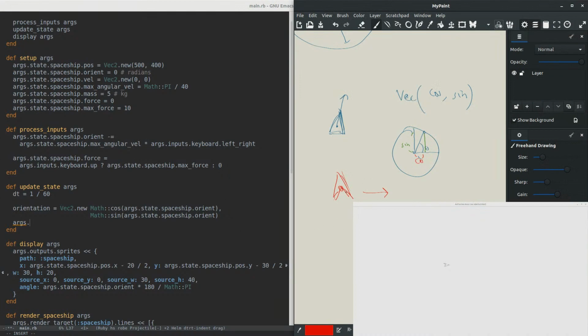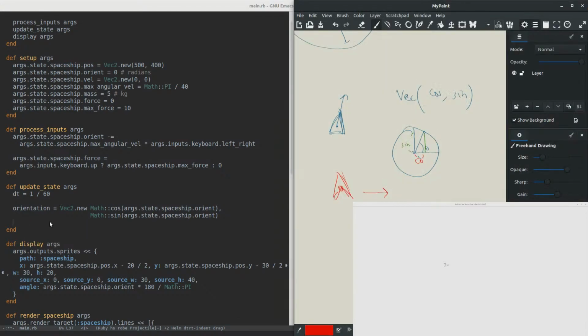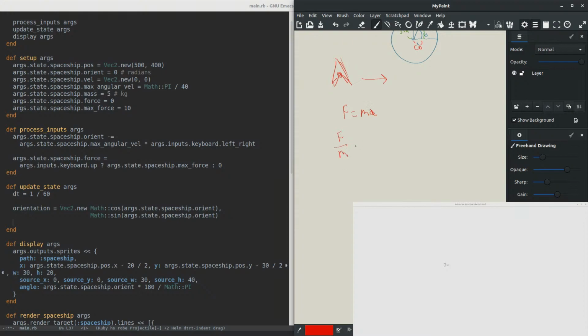Okay, so we have this facing this way, and we'll first apply the force here. So we have our mass, and as you probably know, F equals ma, right? So that's force equals mass times acceleration. Now, if we take this, we can create this relationship where force over mass is equal to acceleration. And then from this, velocity equals the acceleration times dt, to give us our velocity vector from our acceleration.